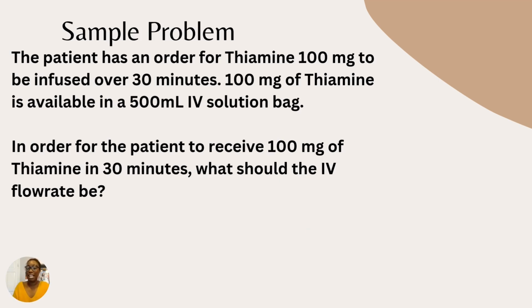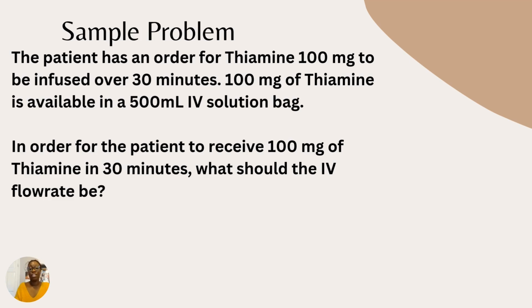And so now this is the next sample problem. It is a bit trickier. You can pause the video here to read it yourself, or you can read along with me. The sample problem reads, the patient has an order for thiamine 100 milligrams to be infused over 30 minutes. 100 milligrams of thiamine is available in a 500 milliliter IV solution bag. In order for the patient to receive 100 milligrams of thiamine in 30 minutes, what should the IV flow rate be?